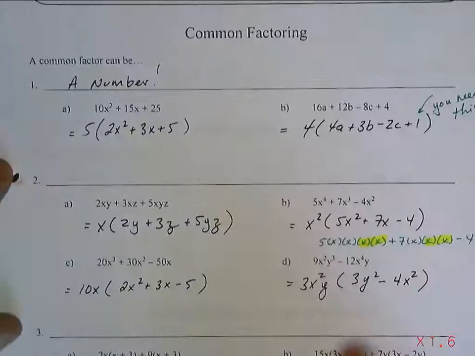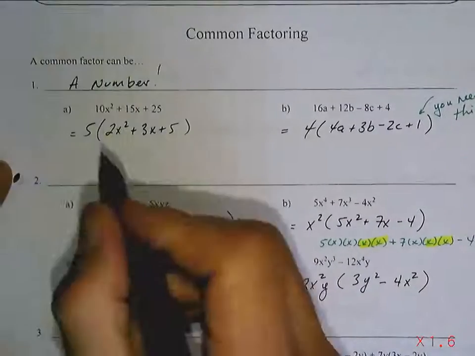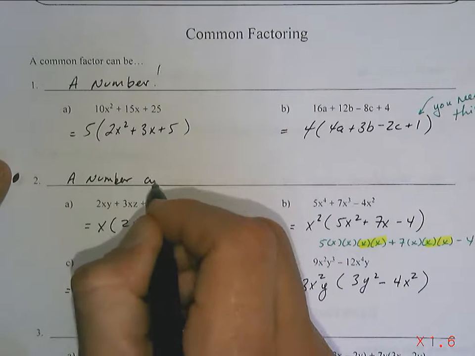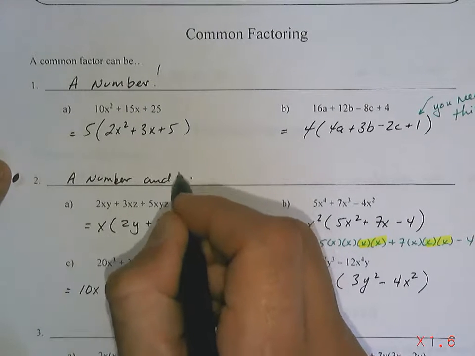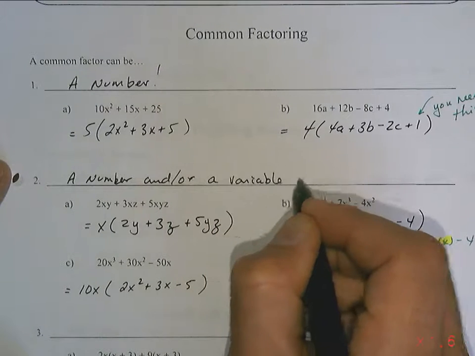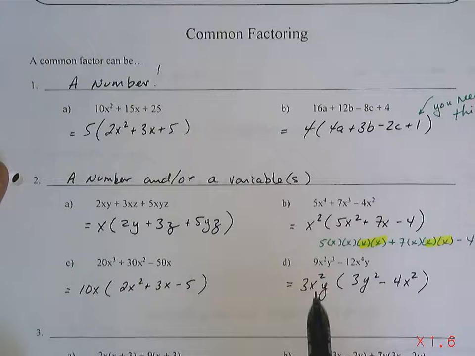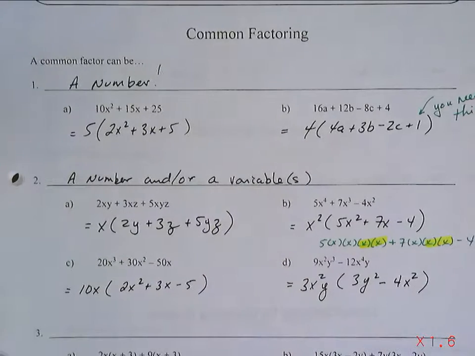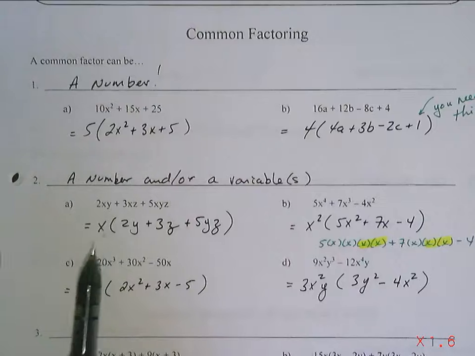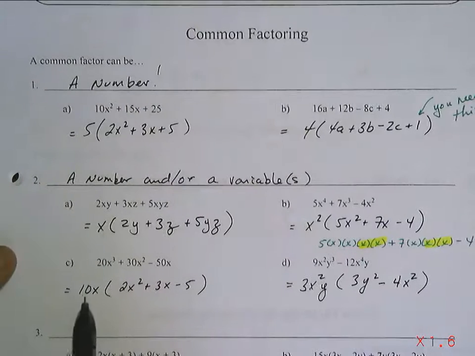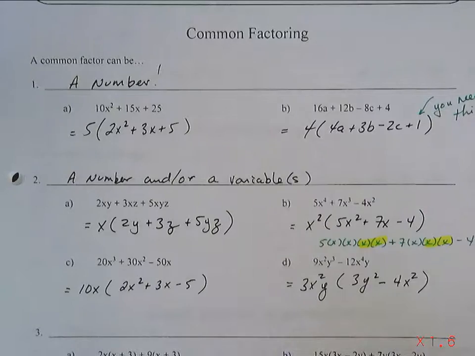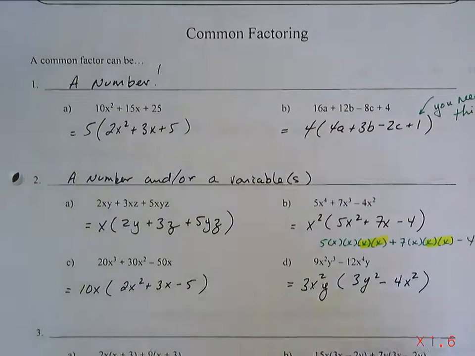So what do I put here? A common factor can be a number and or a variable. And it could be more than one variable because we took out 2 variables here. So it can be a number and or a variable. In this one, it was just a variable and no number. Well, if you really wanted to, you could say it's a 1 in front of there. Or in this one, it's a number other than 1. It's 10 and a variable. And this one, it's a number and more than one variable. So that's exciting.